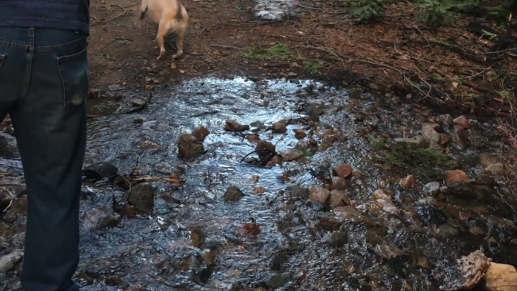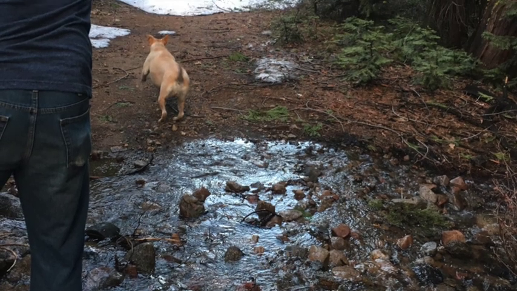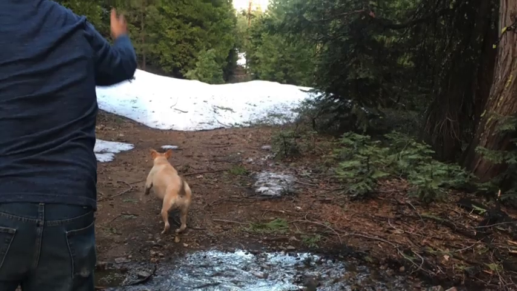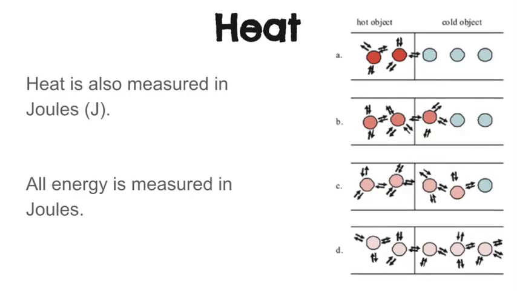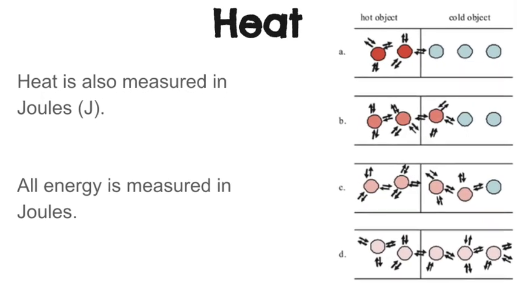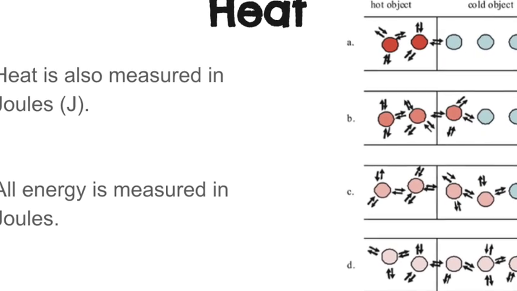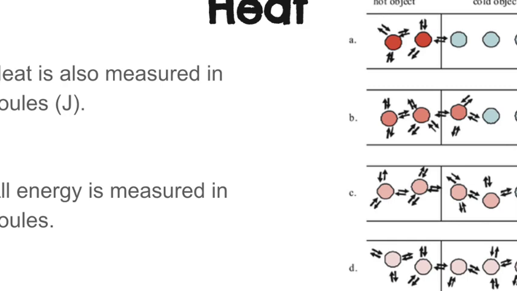So when snow melts, the sun is giving energy, or transferring energy, to the snow to melt it to water. Since heat is energy, we also measure it in joules. All energy is measured in joules, which we use a capital J to represent.